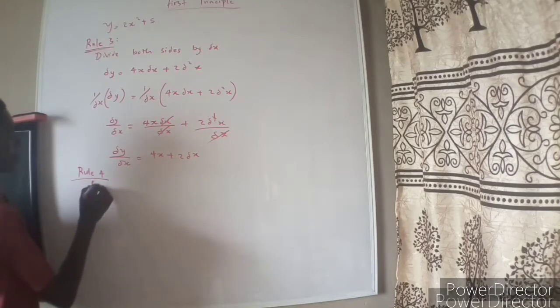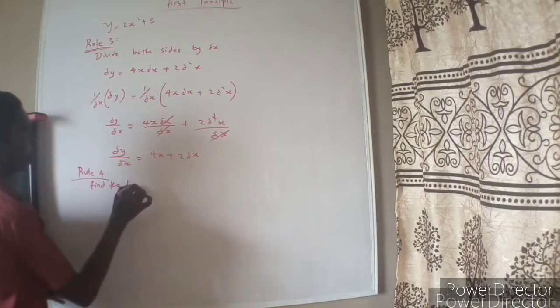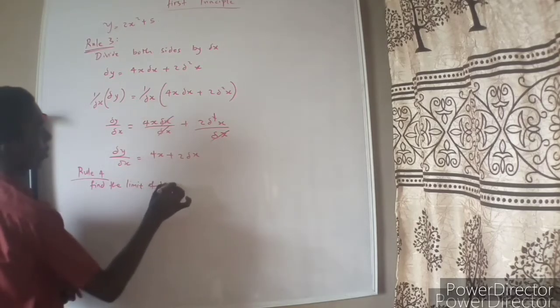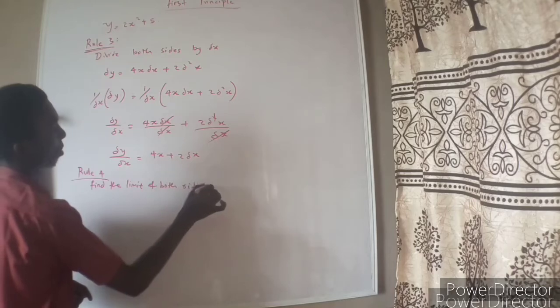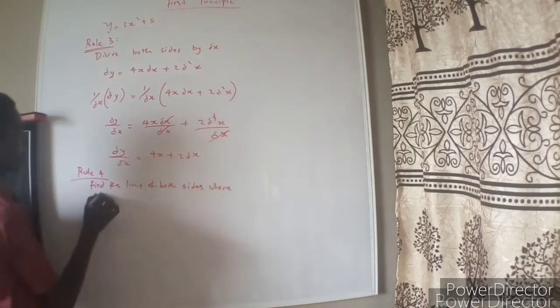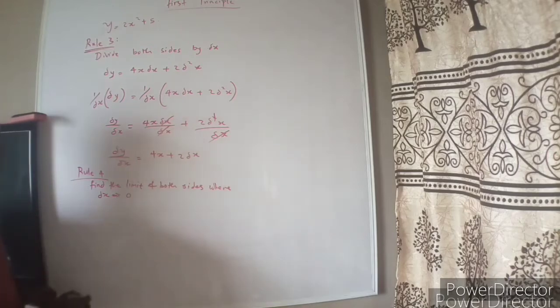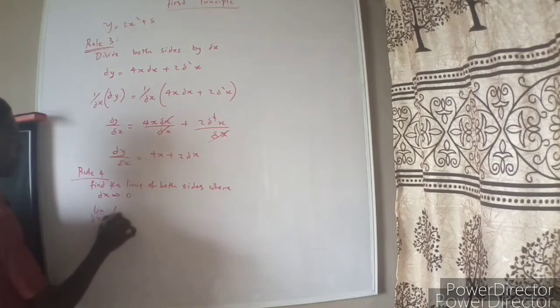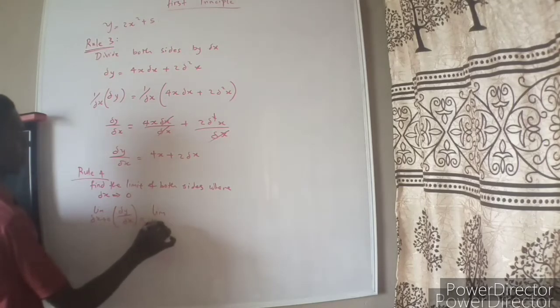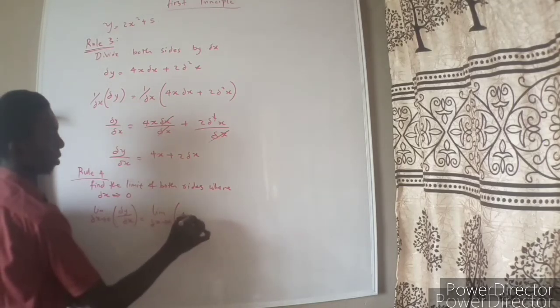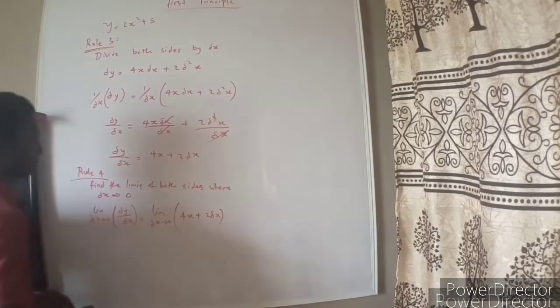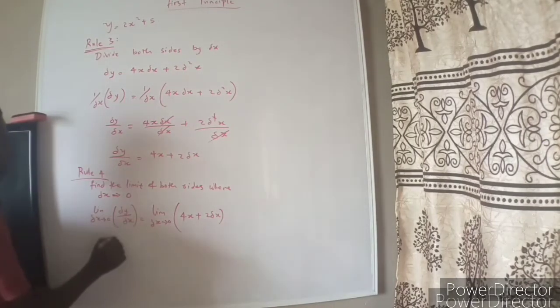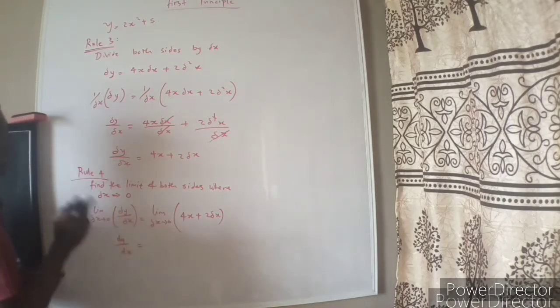It states that find the limit of both sides where delta x approaches 0. So that's the limit delta x to be 0 on the left hand side first, then on the right hand side, 4x plus 2 delta x. So once we limit delta y over delta x, it becomes dy dx. So here simply means anywhere we see delta x we put 0.